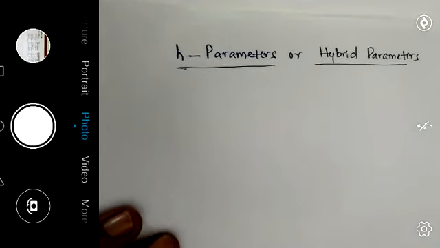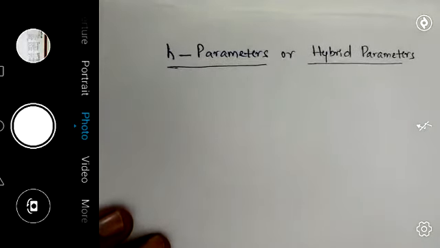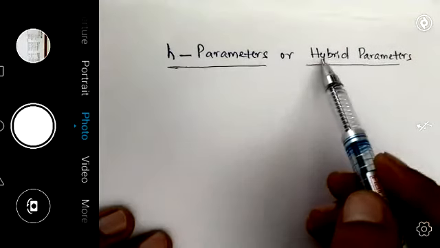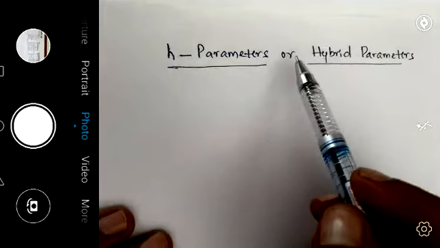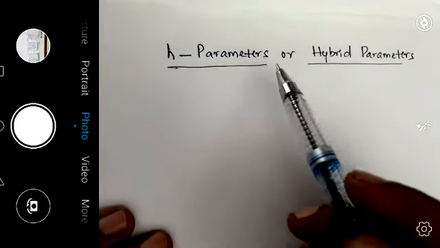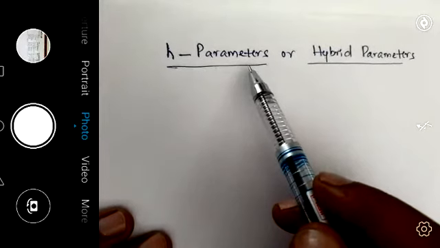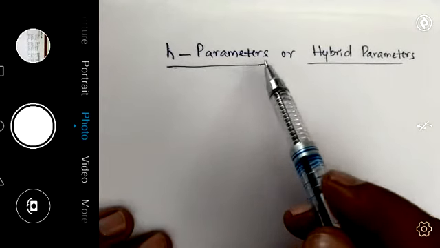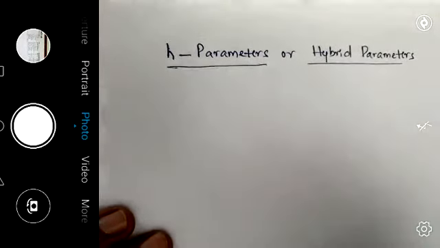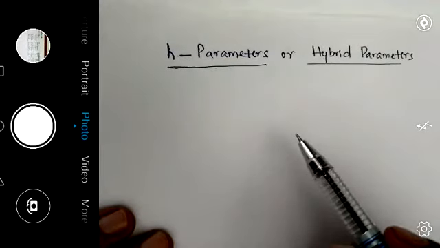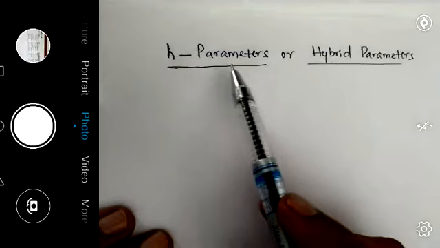Yes, in today's session, we are going to discuss H parameters. H parameters are also called hybrid parameters. These parameters are very useful in constructing models for transistors. In the first class, while discussing two-port parameters, I gave an example that two-port parameters are used for constructing transistors. For that, H parameter is suitable.